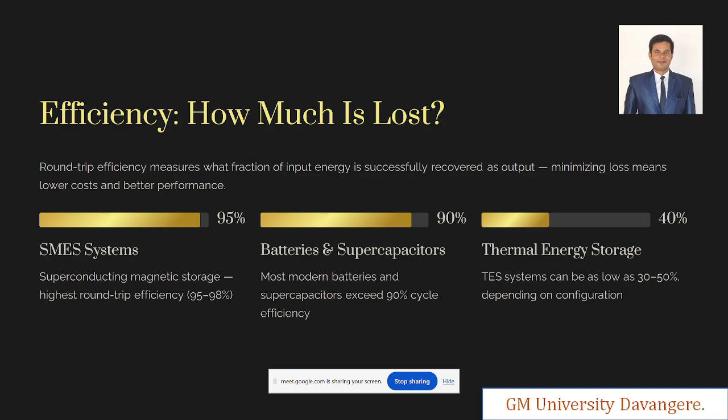So for efficiency, the output and the input matter a lot, and also the losses, right. How much output is delivered to the loads and how much input is being provided from the resources, right. And how much loss has occurred during the time of providing the power from the source to the loads, right. We'll just see how the efficiency can be calculated.